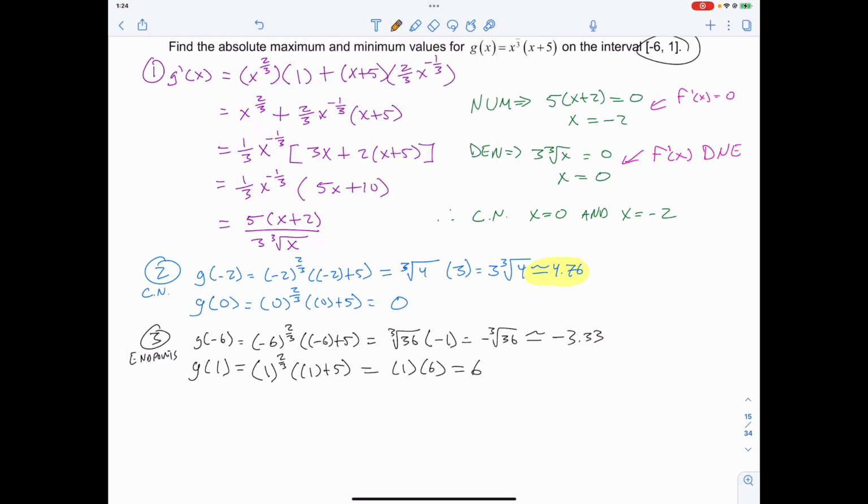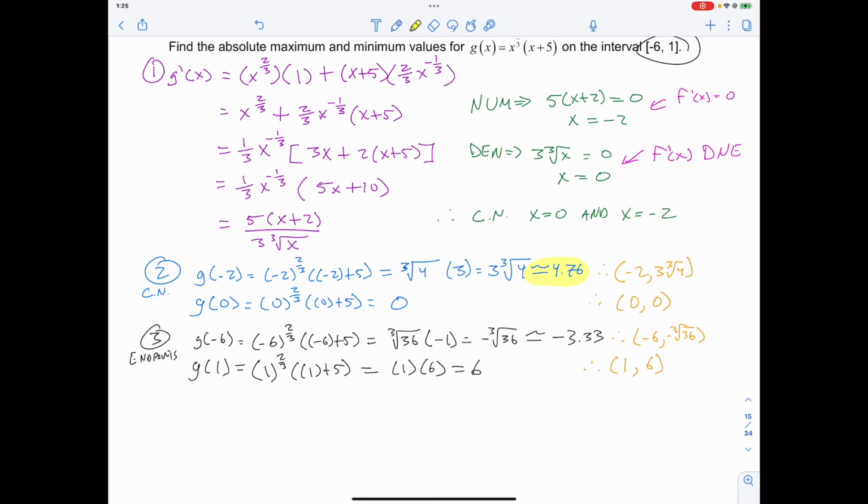Which means that I'm going to have the points of -2 and 3 and the cube root of 4, 0 and 0, -6 and the negative cube root of 36, and 1 and 6.